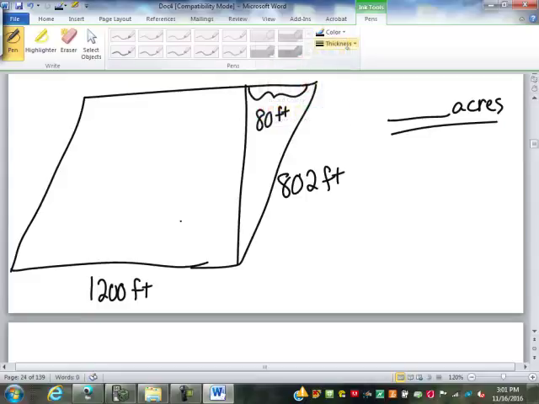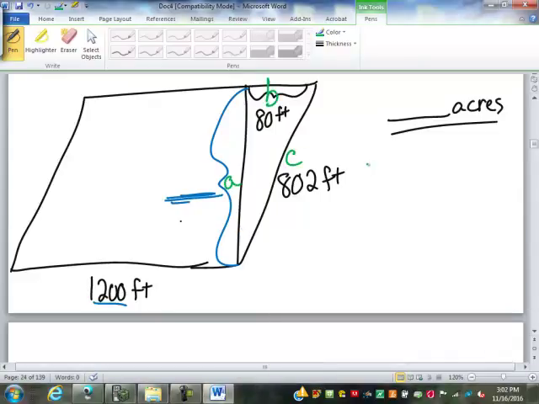Now there's going to be steps here. The first step is going to be to find this height. Find what that height is. Once you find that, of course, then you can do 1,200 times that height to find the area, and then convert it into acres. So I'm going to give you a couple minutes. First, find that height, and we'll double check to make sure you got the right height.